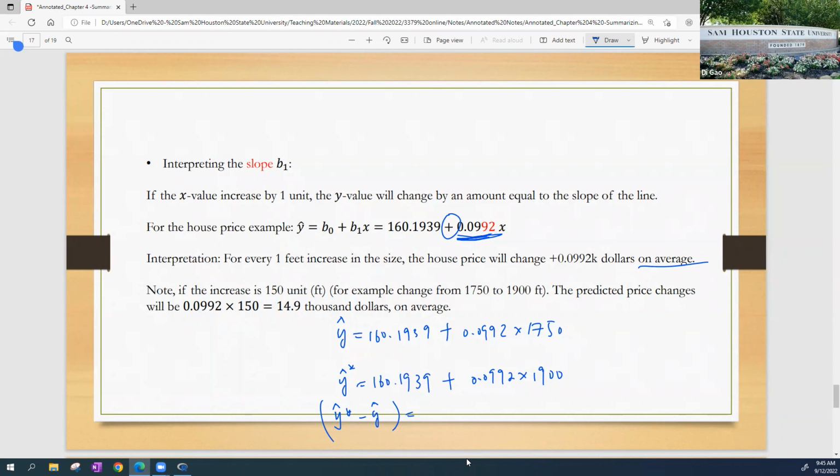Because they both have 160.1939, that cancels out. So what we really have is 0.0992 times 1900 minus 0.0992 times 1750, which is 0.0992 times 1900 minus 1750, which is 0.0992 times 150. That's how we get this for 150 units. Just multiply by 150.